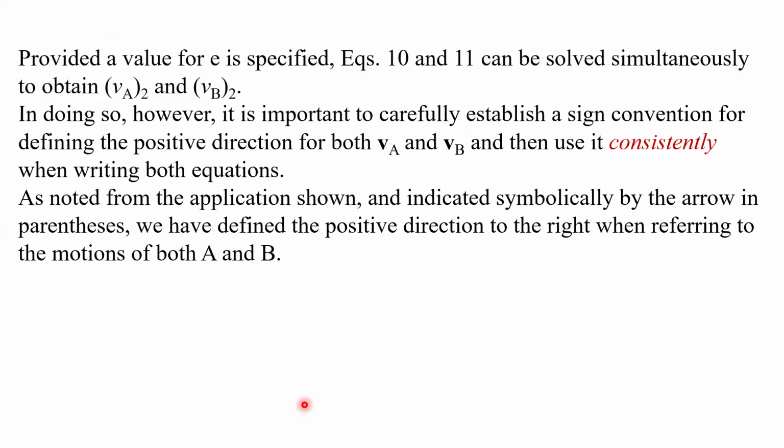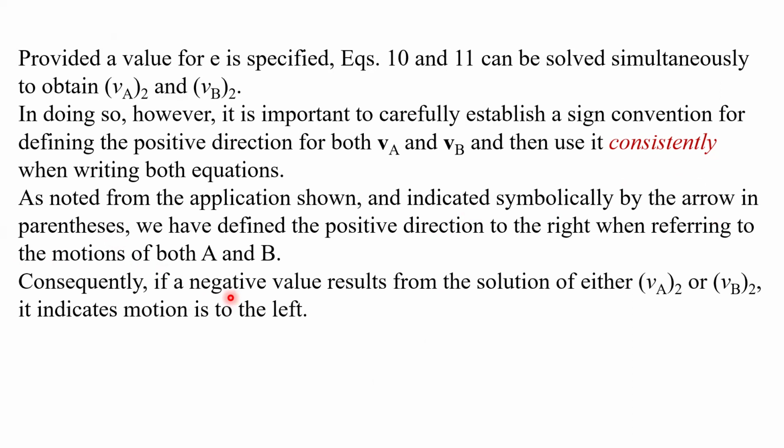As noted from the application shown and indicated symbolically by the arrow in parentheses, we have defined the positive direction to the right when referring to motion of both A and B. That is, positive x is positive. Consequently, if a negative value results from the solution of either VA2 or VB2, it indicates motion is to the left.